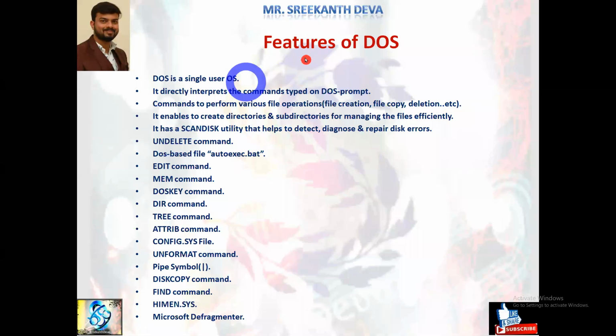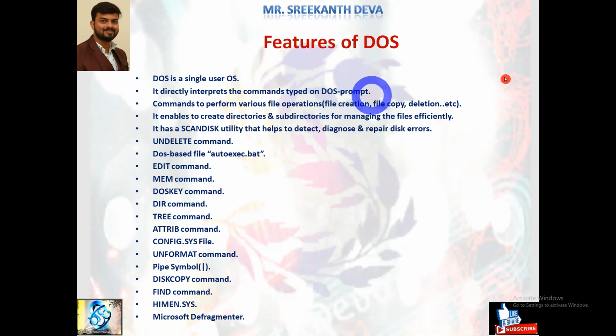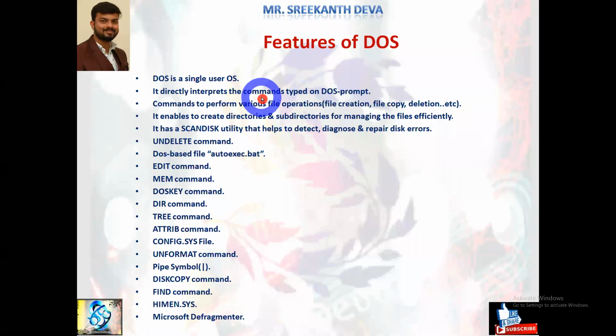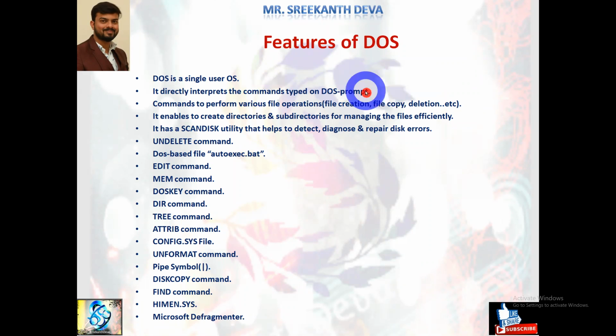See, DOS is a single user operating system. It directly interprets the command typed on the DOS prompt. Here there are no explicit compilers. Once you enter any command, it interprets that command, and if it is a correct command, it produces output. If it is not a correct command, it throws error information. These commands perform various file operations like file creation, file copy, file deletion, file move, and so on.